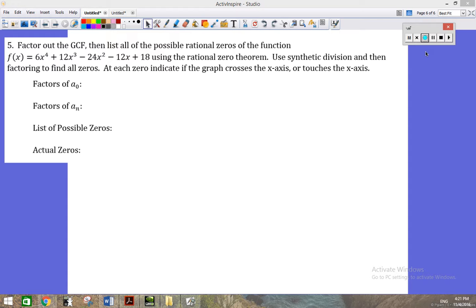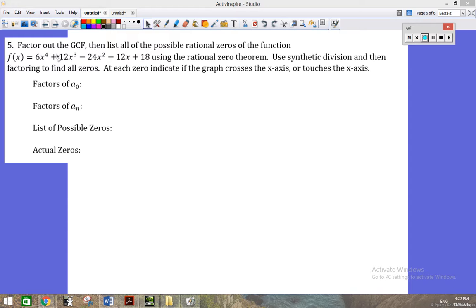Let's take a look at problem number 5. We've been looking at, in this skill packet 4, at polynomial functions. And eventually we're going to get to a point where we want to sketch the graph of a polynomial function. We've taken a look and we know the end behavior, and we know how to find the y-intercept. It's just a constant term. This graph has a y-intercept of 18.